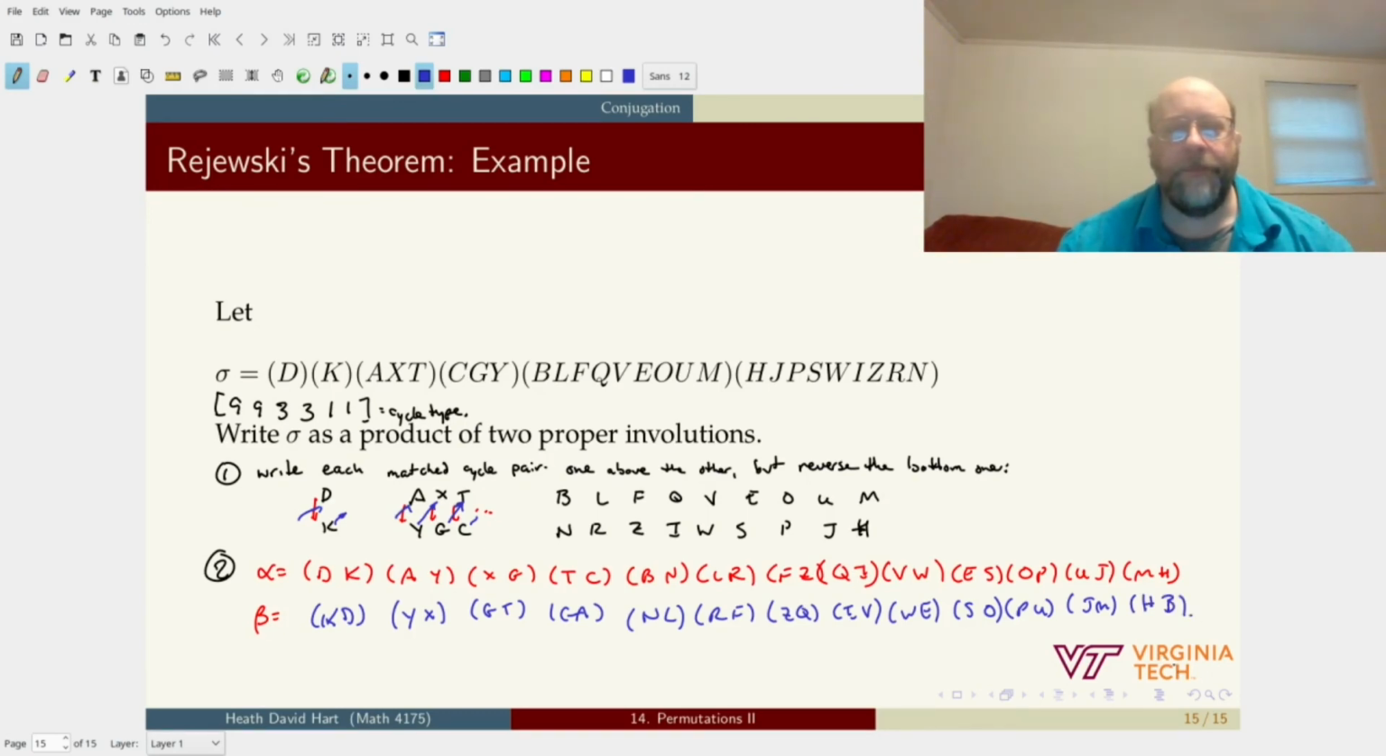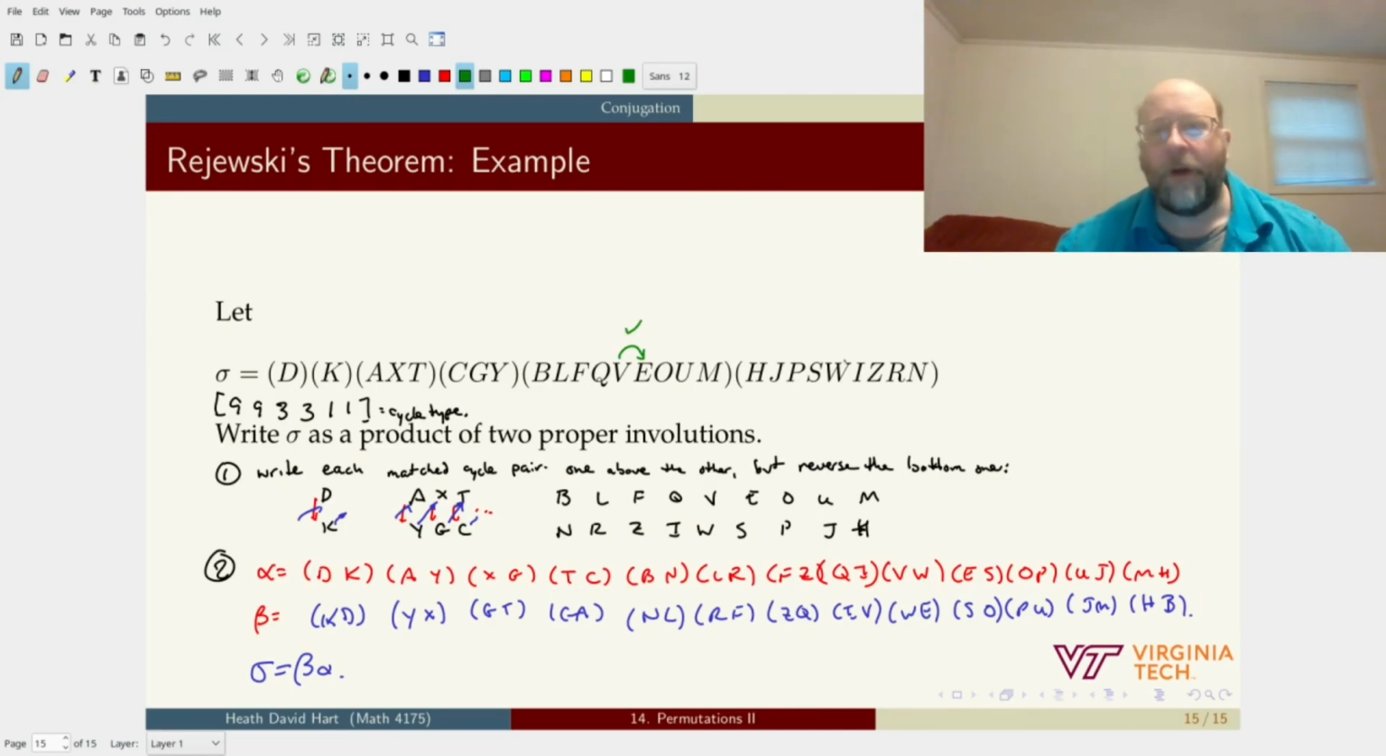All right. And when we're done, sigma is equal to beta alpha. Now we can check this. I don't want to check this for all 26 letters, but in the interest of doing this briefly, let's check a letter from one of the cycles that's on top. For example, does V go to E? Well, alpha takes V to W, and then beta takes W to E. So V does go to E.